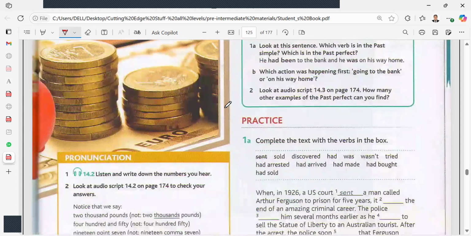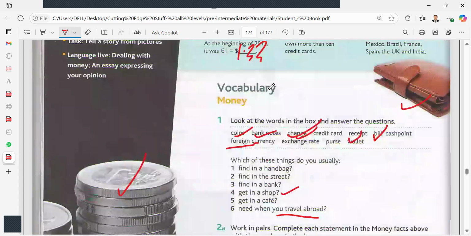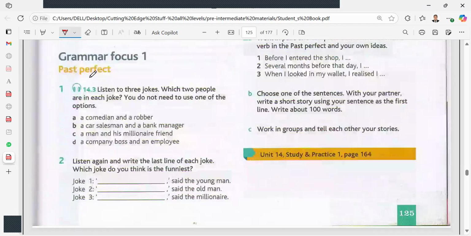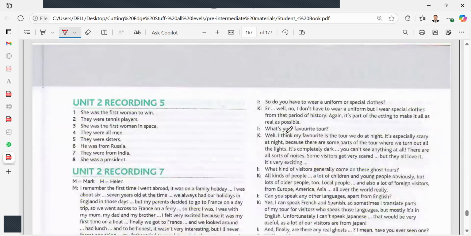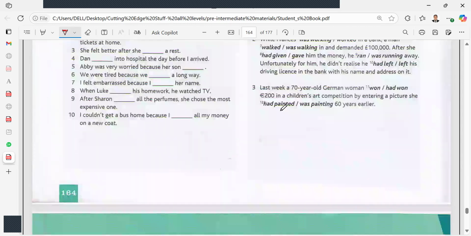So here, after completing all the key words and phrases of money, let's start with the past perfect. Please go to page 165 or 164.